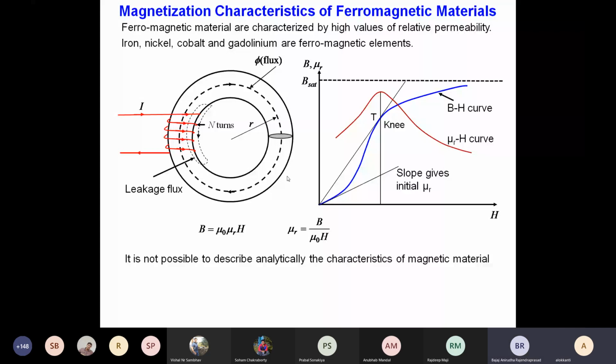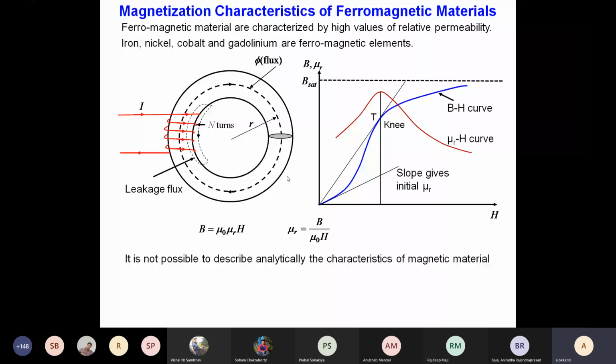Sir, but for the same material, mu r does not remain constant throughout. What do you see from these characteristics? Is it constant? No. As I change H, it is at a different point on the characteristics. So obviously that point will have a different mu r. Yes, sir. So the comment is that it is not possible to describe analytically the characteristics of magnetic material.